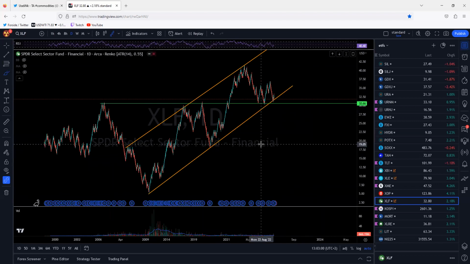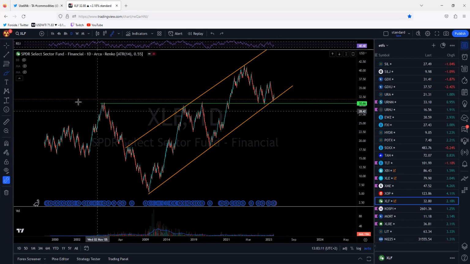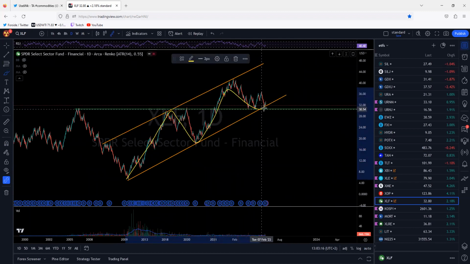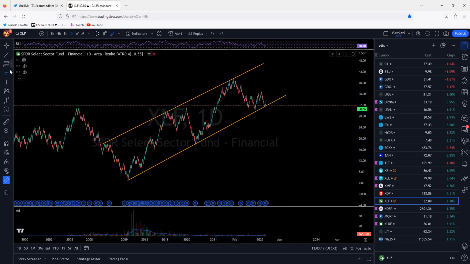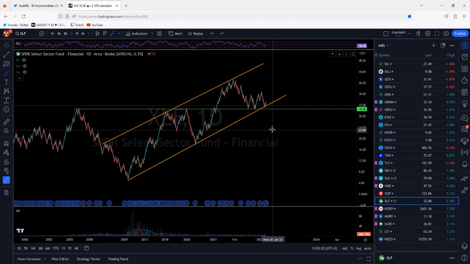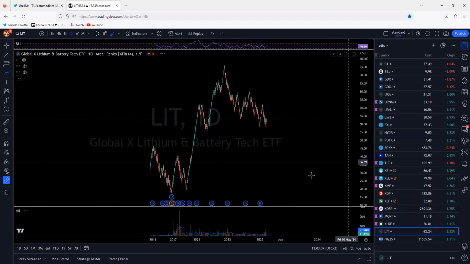XLF, the banking sector. Going back here 20 years more or less, we have a support coming all the way here at around 30. You can see it has been tagged many times during this period. But right now we are in this uptrend here, as you can see. And now we need to bounce here. The financial sector needs to bounce here. I think it will happen actually, but if we break down from the channel, but also the long-term support, getting below 30 would be absolutely devastating for the banking sector. But we have to wait and see what happens. Getting below 30 would spell trouble big time.